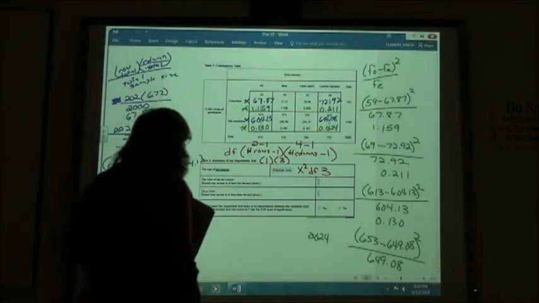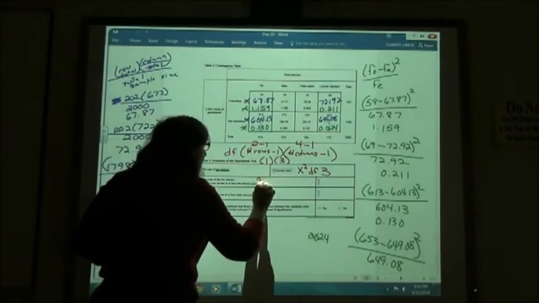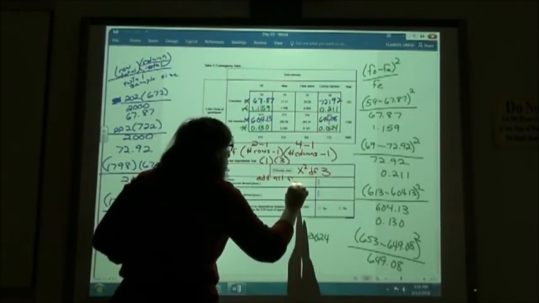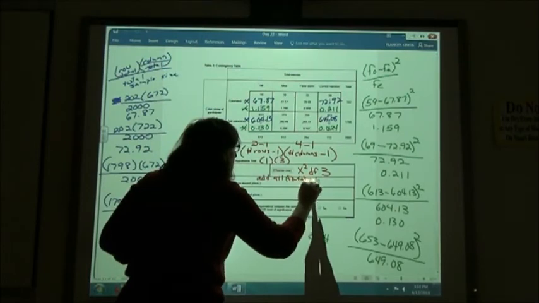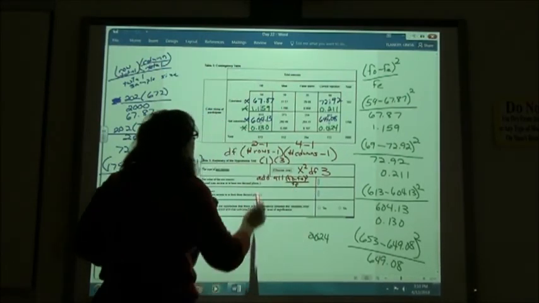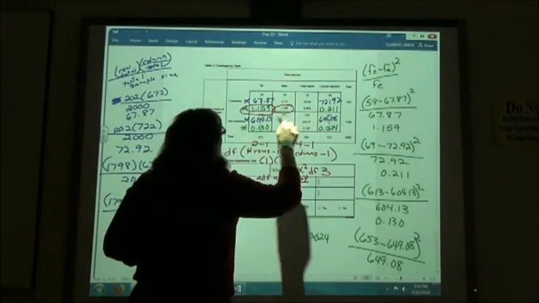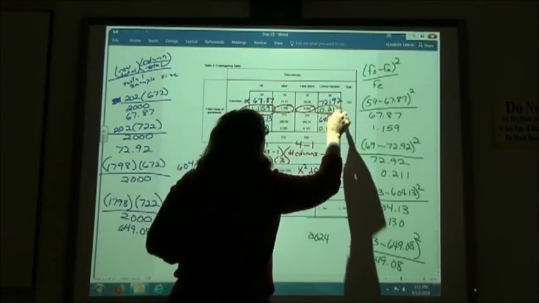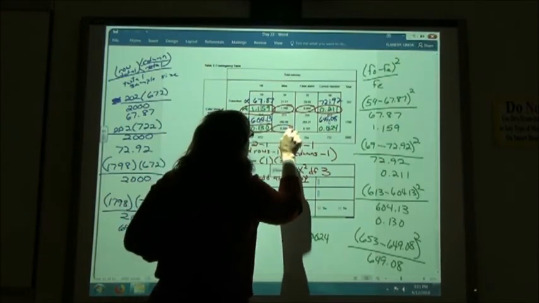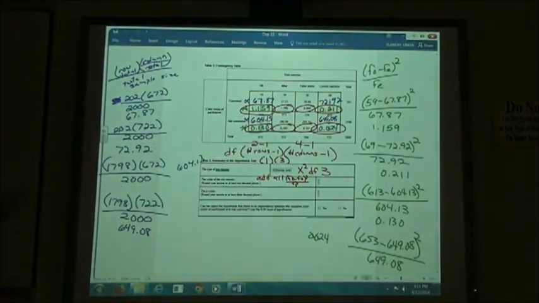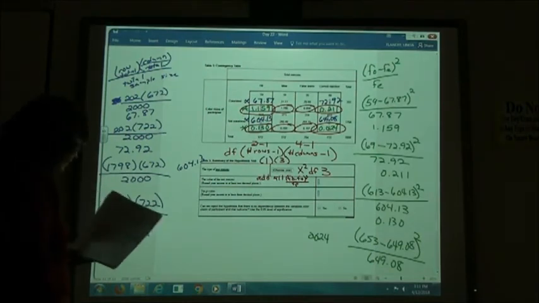The value of our test statistic: add all the FO minus FE squareds divided by FEs. So I'm going to add 8 numbers here. 1, 2, 3, 4, 5, 6, 7, 8. All of those numbers I circled, we're going to add all of those up.